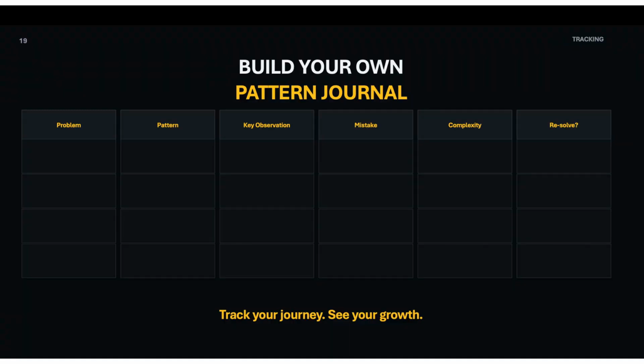I also recommend keeping a simple pattern journal. For every problem, write down the problem, the pattern, the key observation, the mistake you have made, the time and space complexity, and finally, can I solve the problem again without any help? The last question is extremely important because solving something doesn't mean you have mastered it. Your mistakes are actually valuable information. If you repeatedly make the same mistake, you have just discovered exactly what you need to improve.